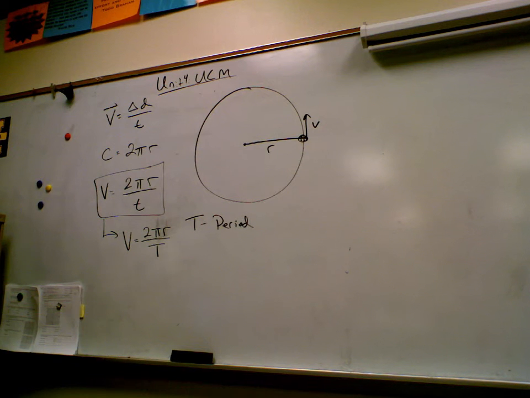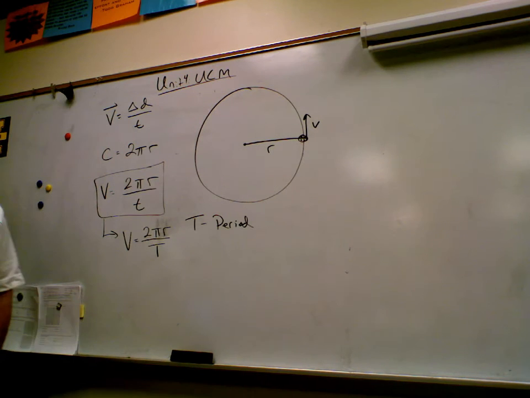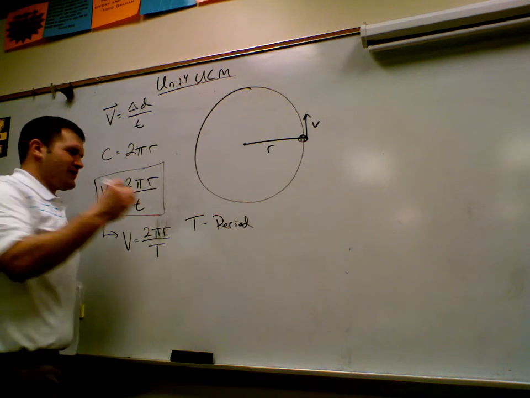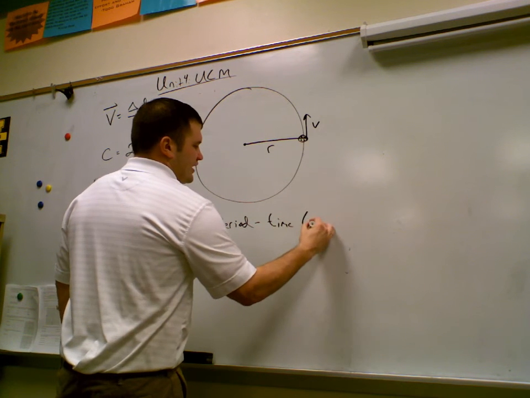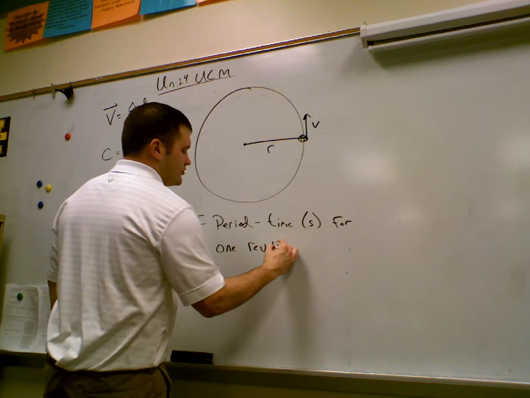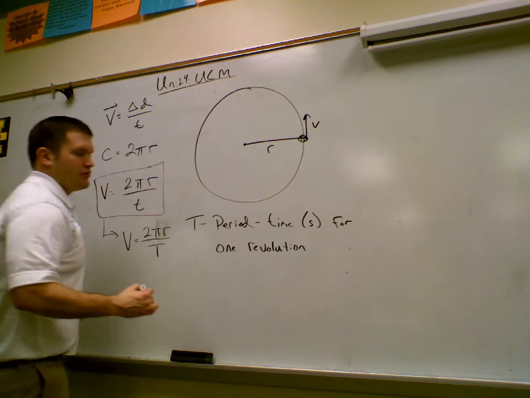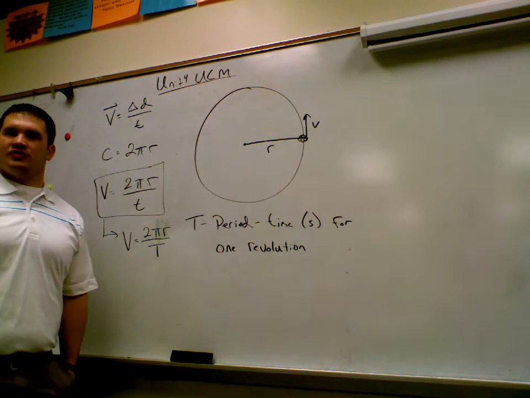The period is the time it takes for one revolution. When I say a revolution, what does that mean? One circle. Good, one time around the circle, right? I'm glad no one brought up overthrowing the government. Get back to the conversation. So the period is the time, usually in seconds, for one revolution. And one revolution is one time around the circle.